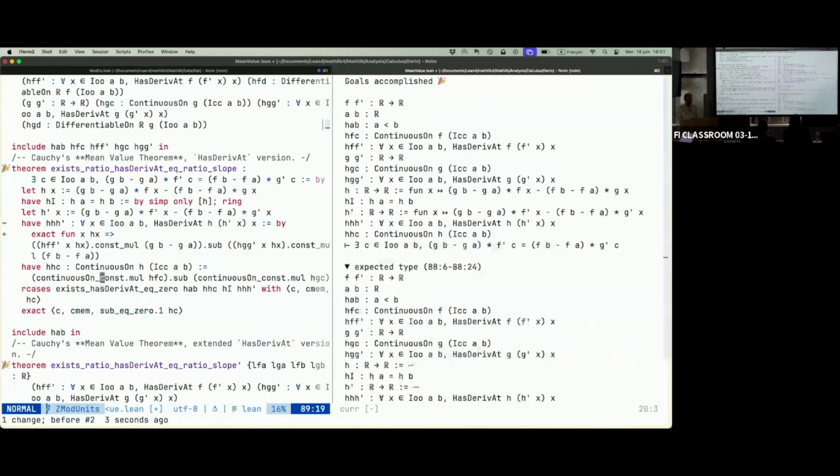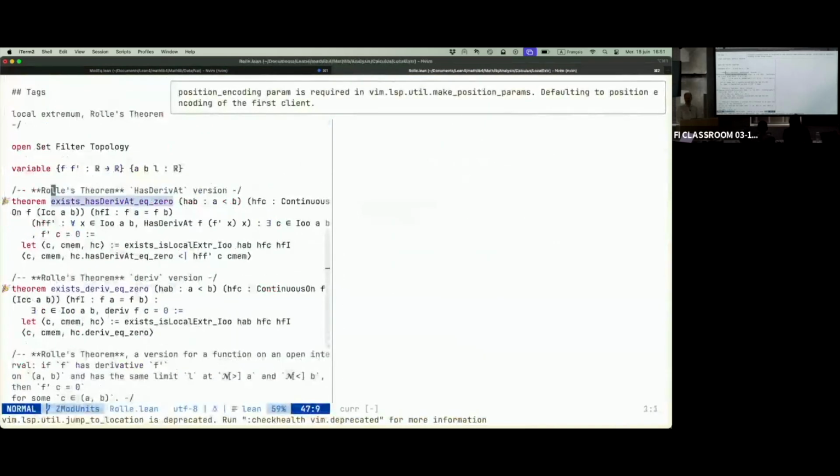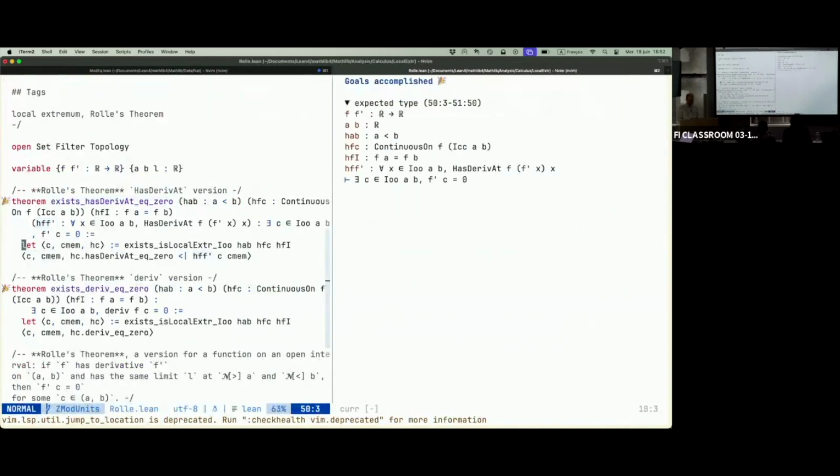So this is Rolle's theorem, exists as 0. Maybe we can go to it, and it says that it is Rolle's theorem for the derivative. Again, the proof is very short, but the proof is nice. You really recognize the classical proof.